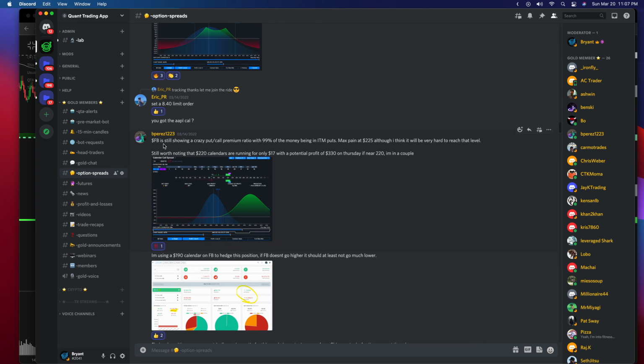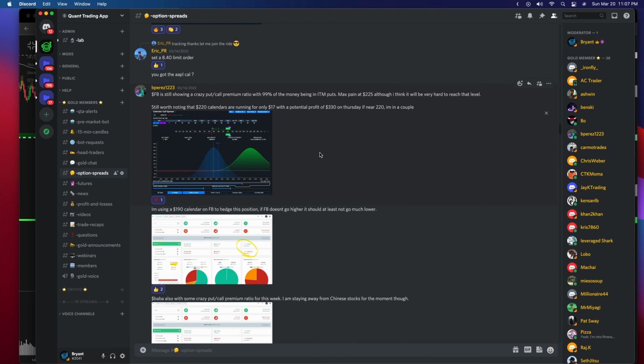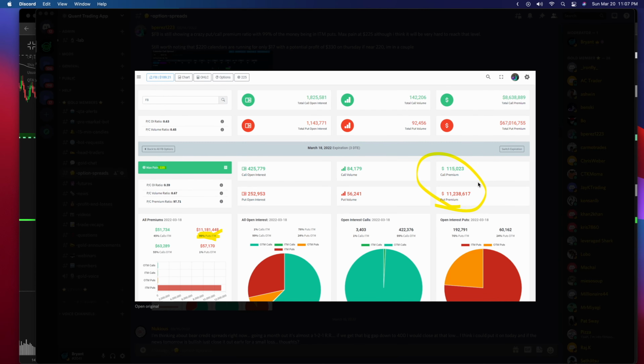And right here, Facebook is still showing crazy put call premium, 99% in the money puts, and he's showing the screenshot. Look at this imbalance he's spotting. But now this is OPEX. This is an $11 million difference in premium going into an OPEX. He highlighted Max Pain 225.